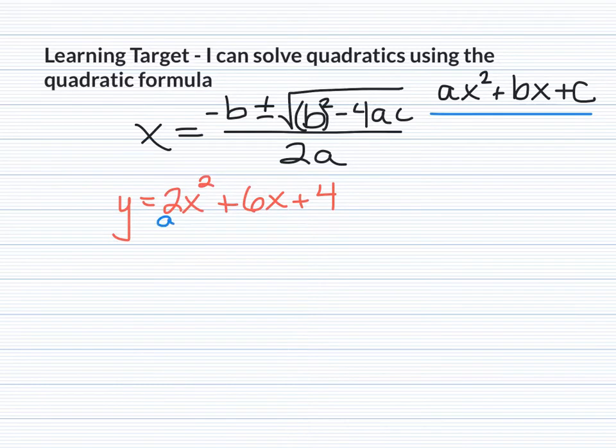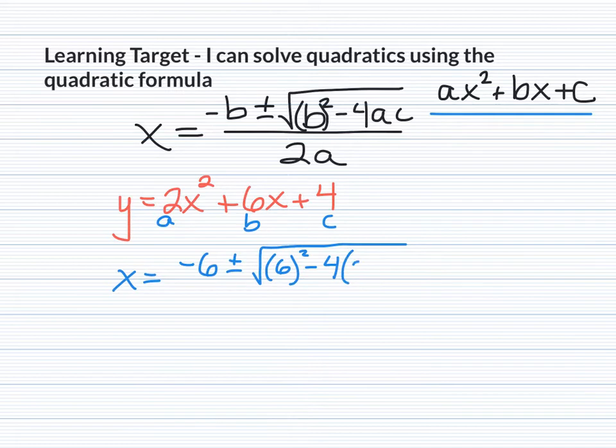So here's our a value, here's our b, and here's our c. All we are going to do is take and plug it right into this formula. So x equals the opposite of b, negative 6, plus or minus the square root of b squared minus 4 times a times c, all over 2 times a. Look at all the parentheses I'm using when I substitute. Really, really important. Now it's a matter of evaluating.